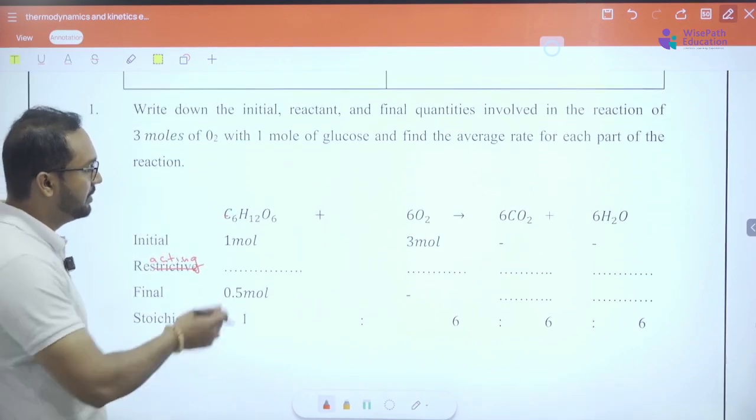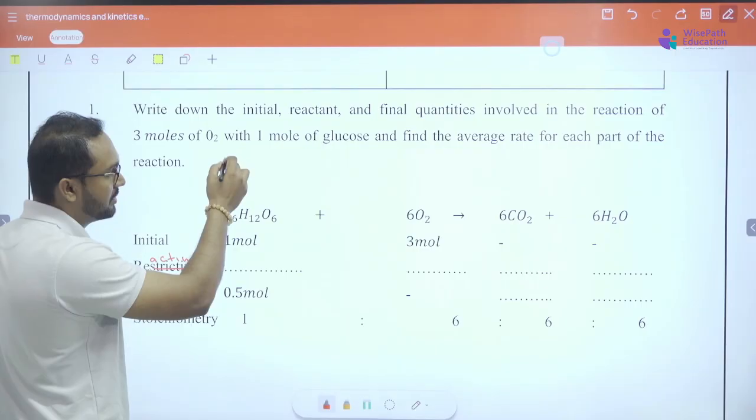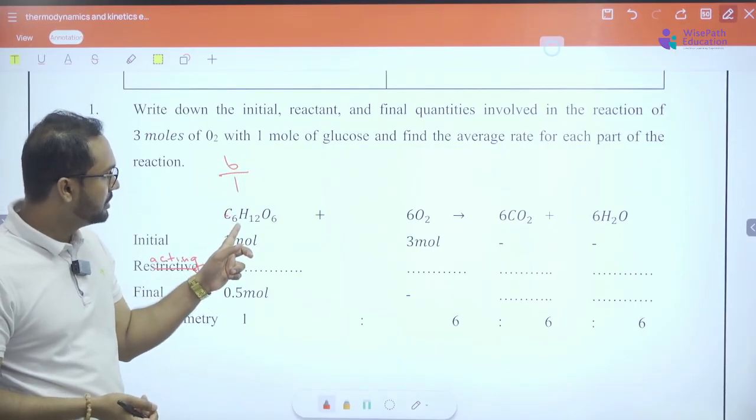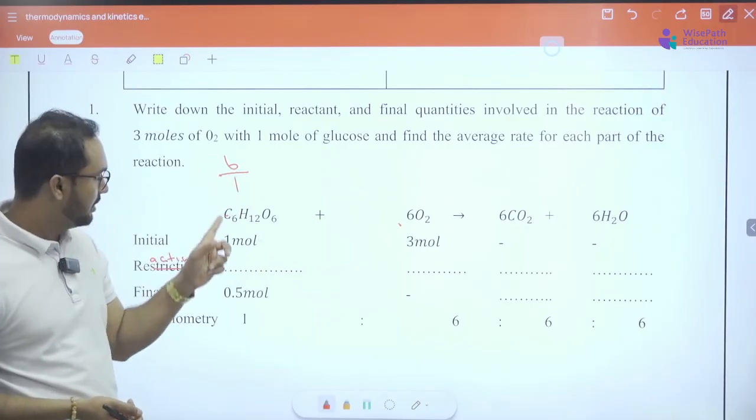So if I compare it using glucose, right? The ratio is what? 1 to 6. Glucose, oxygen I'm comparing. That's 1 to 6.